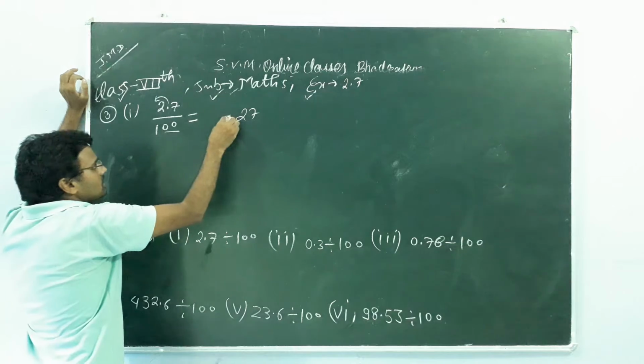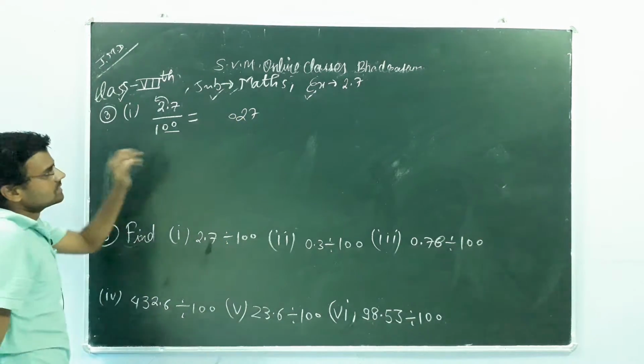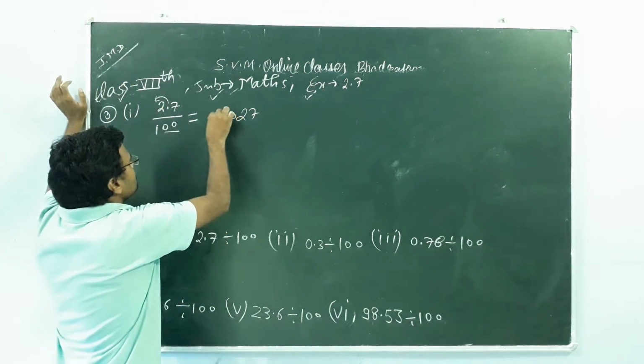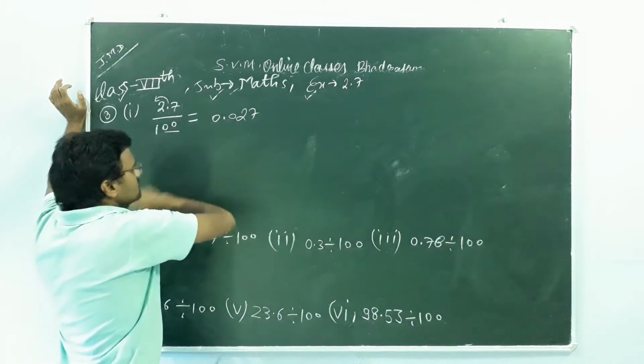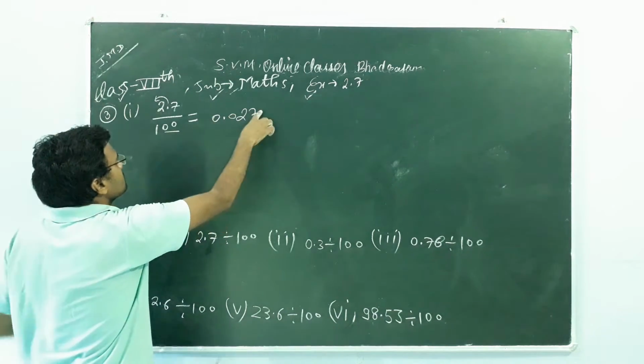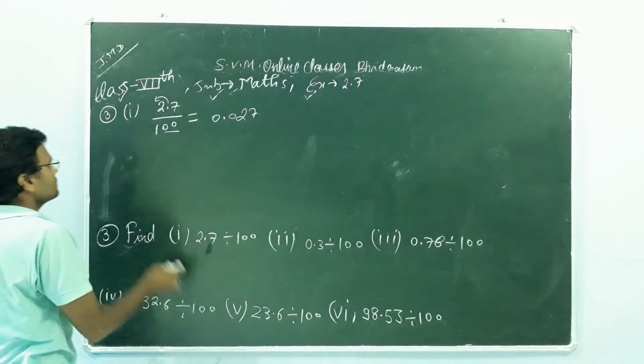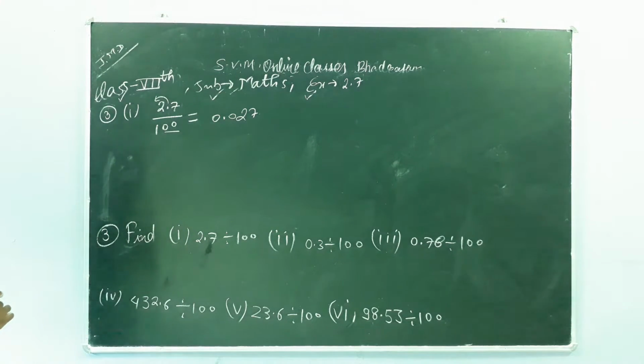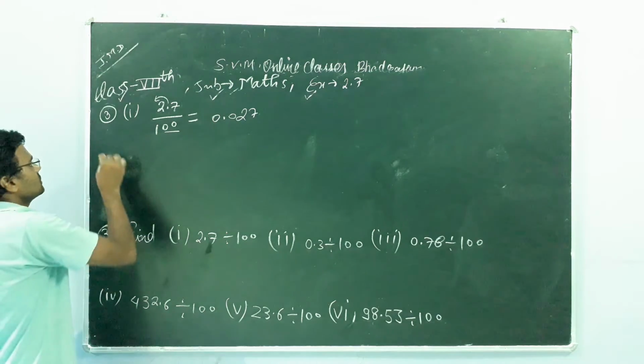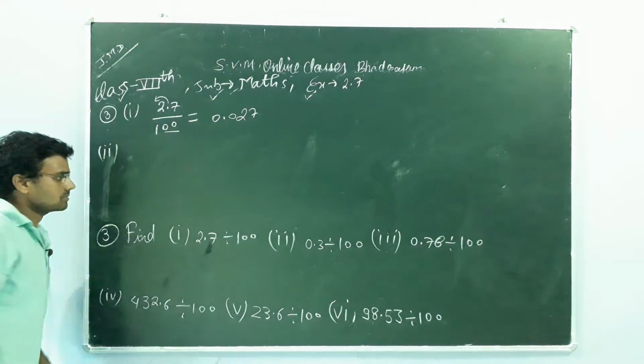We will add one additional digit. After that our point will come over here. So this is 0.027. Now our 2.7 divided by 100 is 0.027.